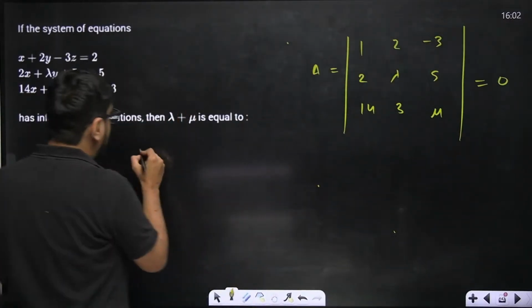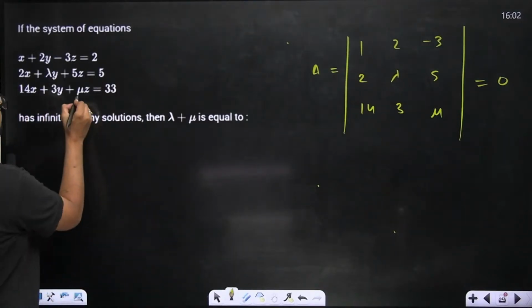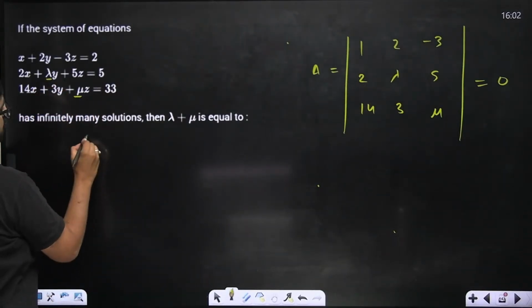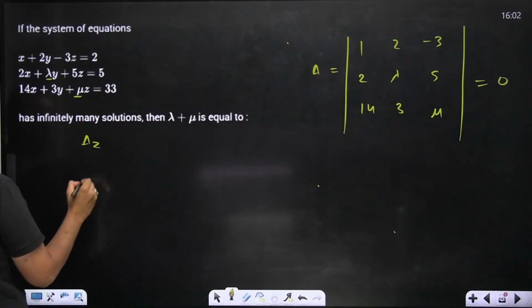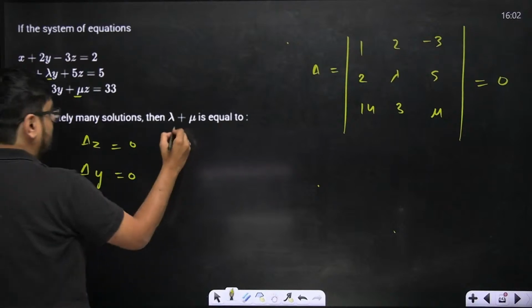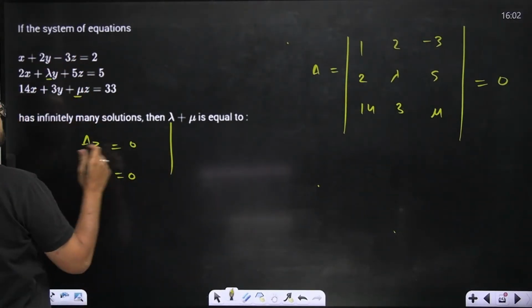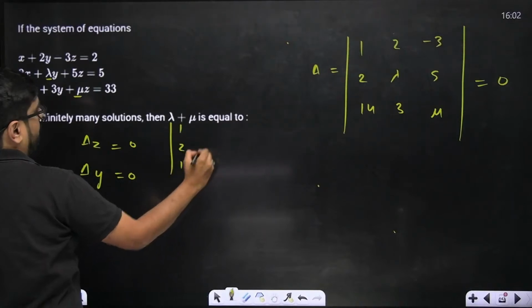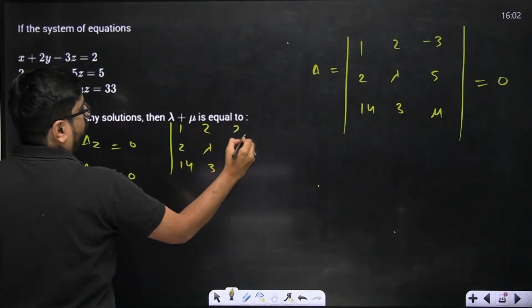Directly use delta x, or now in this case, you need to find mu and lambda. So wherever you see the variable, whatever you need to find, directly find delta z and delta y and put this equal to 0, this equal to 0. Delta z equal to 0 means just hide this: 1, 2, 14, 2, lambda, 3 and 2, 5, 33.